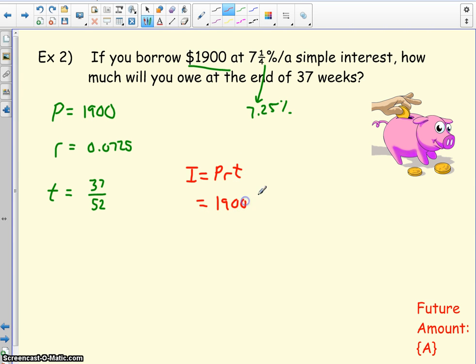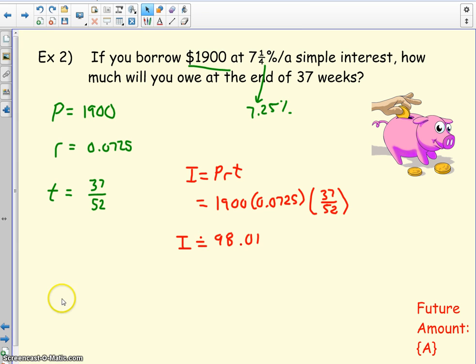So I have 1,900 times 0.0725 times 37 over 52. Take a second to run that through your calculator. Okay, so I should get $98.01 of interest. Now remember, that's not how much I owe, that's how much interest I have to pay. So I also have to pay back what I originally borrowed.